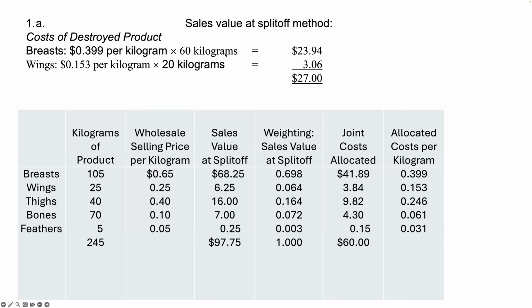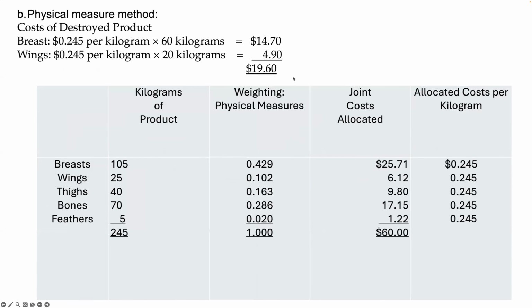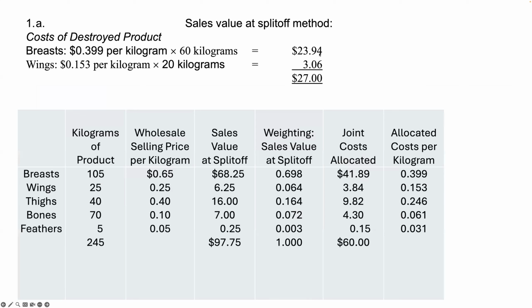So I have 60 kilograms, so the cost for the chicken breast would be close to $24. And for the wings, the fire destroyed 20 kilograms, and the joint cost is just more than 15 cents per kilogram, so I get $3.06. So these are my two costs for the breast and the wings destroyed in the fire. Adding them up is $27.